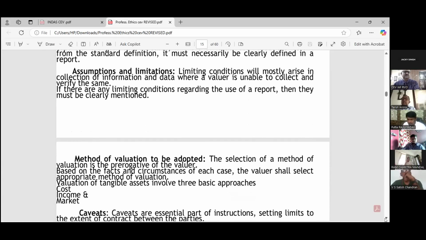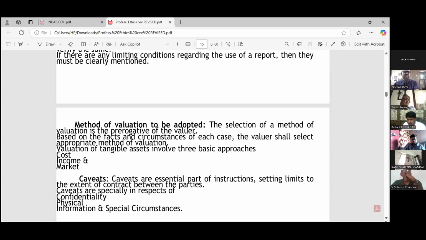Then we have the method of valuation to be adopted. What type of different valuation methods can you adopt? The selection of the method of valuation is the prerogative of the valuer. Based on the facts and circumstances of each case, the valuer will select the appropriate method of valuation. There is no specific one. Valuation of an intangible asset involves three basic approaches: the cost, income, and market approaches.